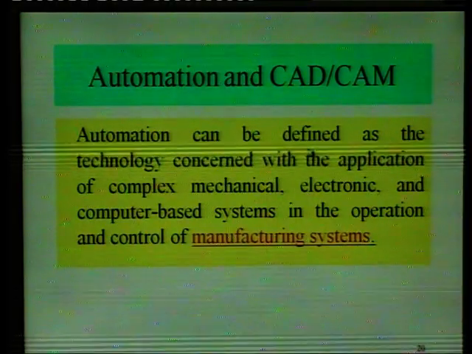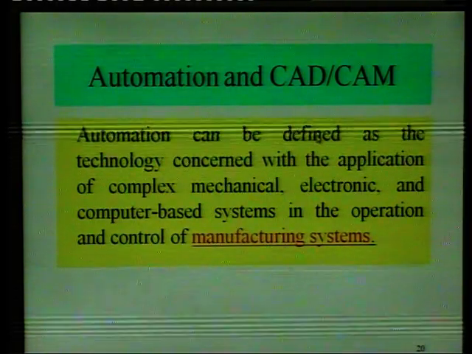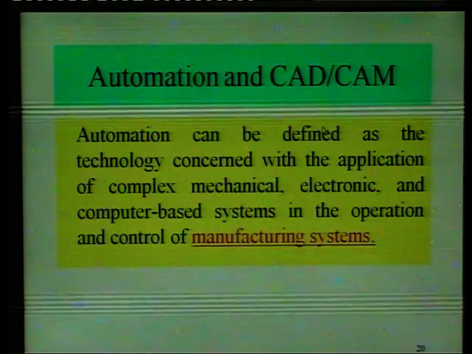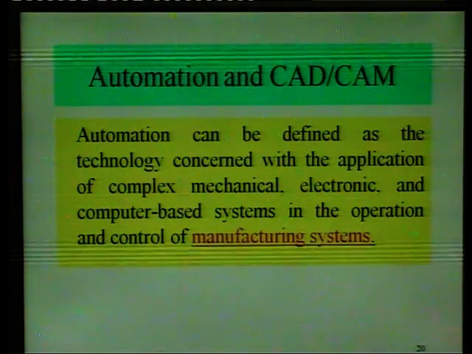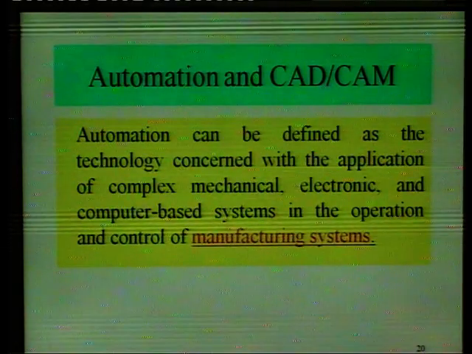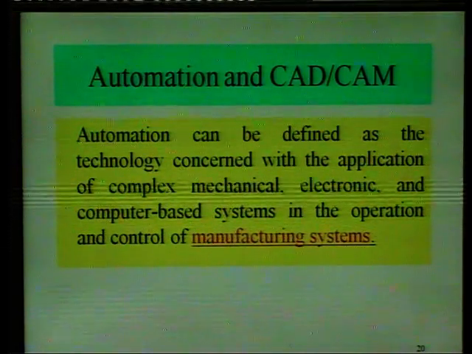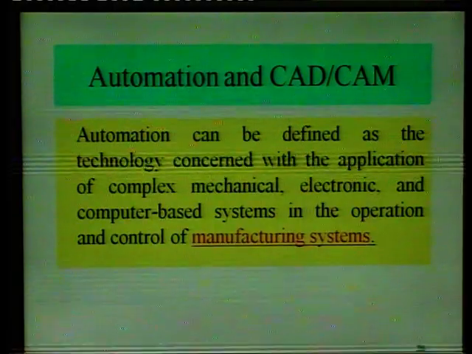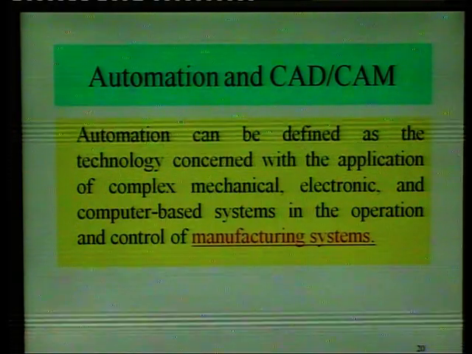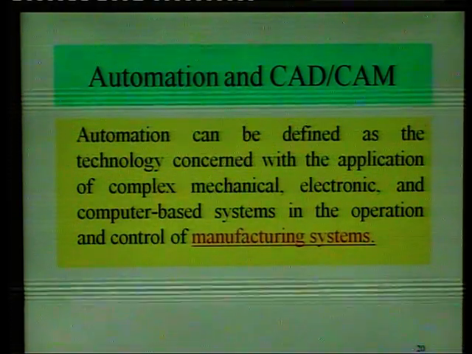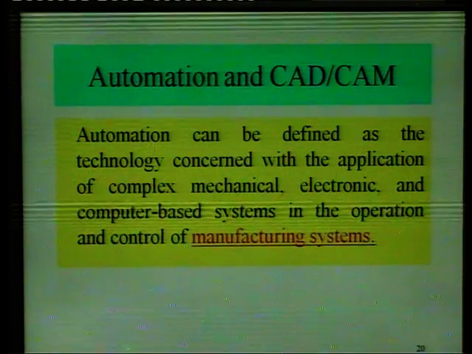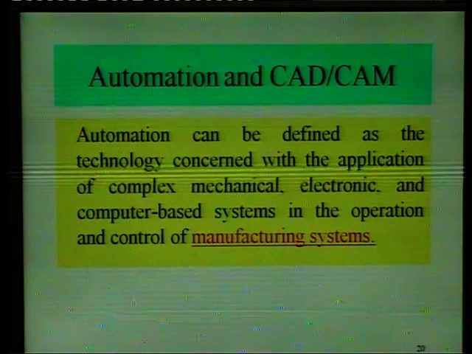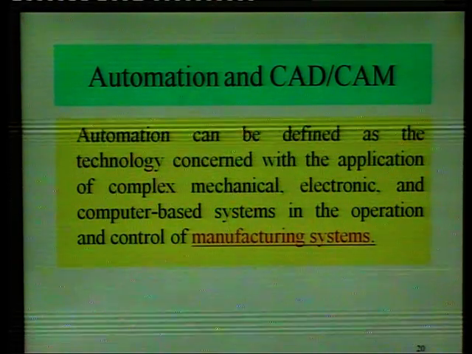Automation and CAD CAM, this is another important issue that we need to understand before going into the depths of this particular subject. So, first we need to understand what automation is. Automation can be defined as the technology which is concerned with the application of complex mechanical, electronic and computer based systems in the operation and control of manufacturing systems.